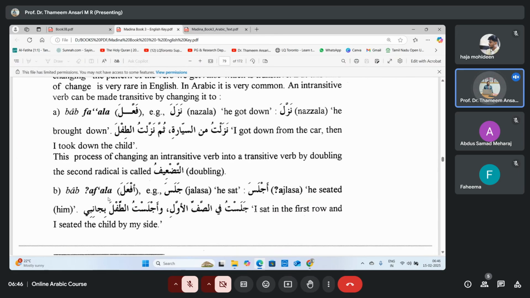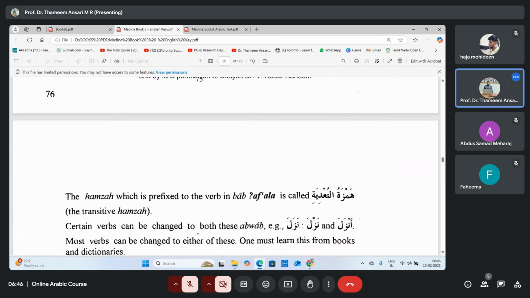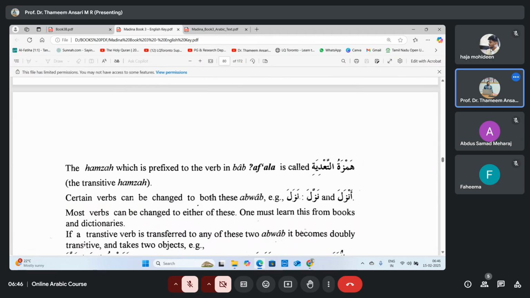B. Verb af'ala. Example, jalasa, he sat. Ajlasa, he seated him. Jalastu fi as-saffi al-awwali wa ajlastu at-tifla bi janibi. I sat in the first row and I seated the child by my side. The hamza, which is prefix to the verb in bab af'ala, is called hamzatu at-ta'diyati.